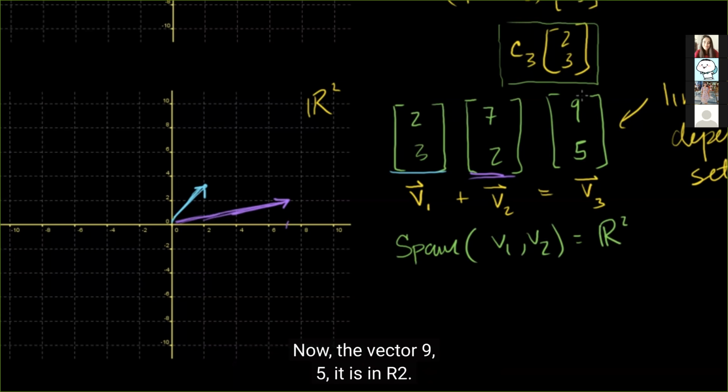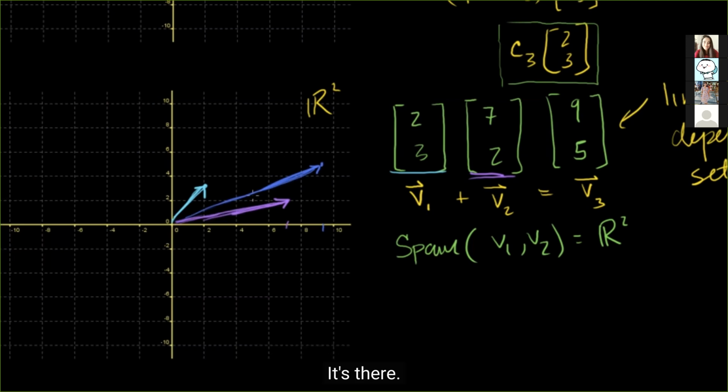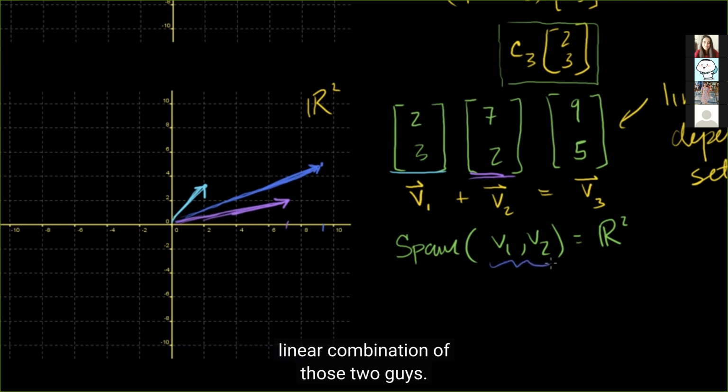Now, the vector 9, 5, it's right there. It is in R2, right? Clearly, I just graphed it on this plane. It's in our two-dimensional real number space, or in our set R2. It's right there. So we just said that anything in R2 can be represented by a linear combination of those two guys. So clearly, this is in R2, so it can be represented as a linear combination. So hopefully, you're starting to see the relationship between span and linear independence or linear dependence.